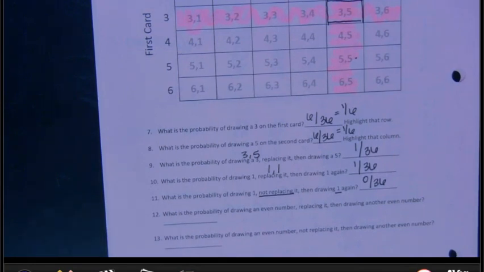Number 12. What is the probability of drawing an even number, replacing it, and then drawing another even number? Okay, so we're going to draw an even, replace it, and then draw another even.